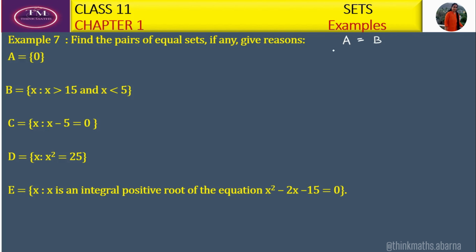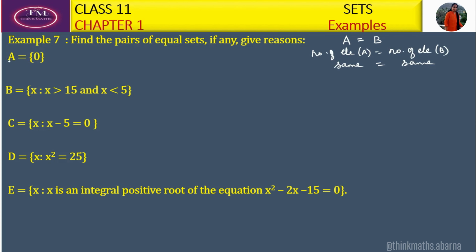If the number of elements in A is equal to the number of elements in B, and the elements in A are the same as the elements in B. This is the condition for equal sets. Now here there are 5 sets. We have to find out which pairs are equal.